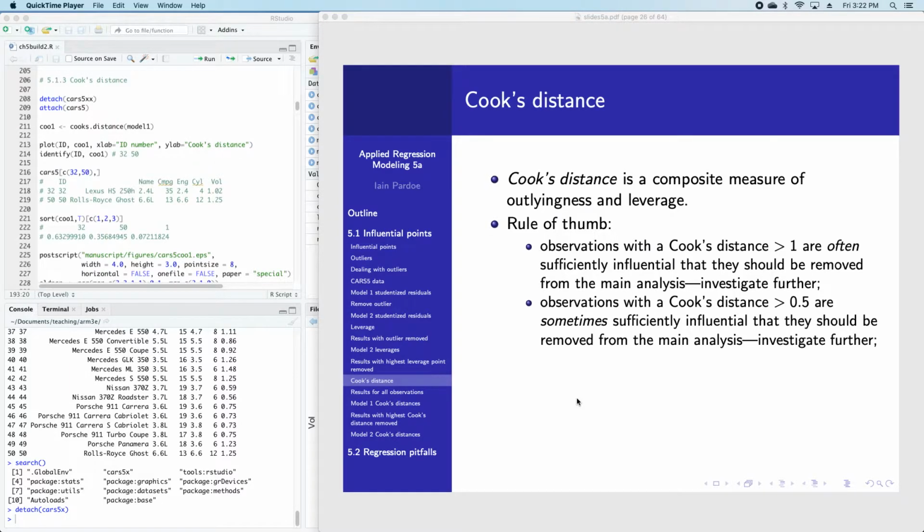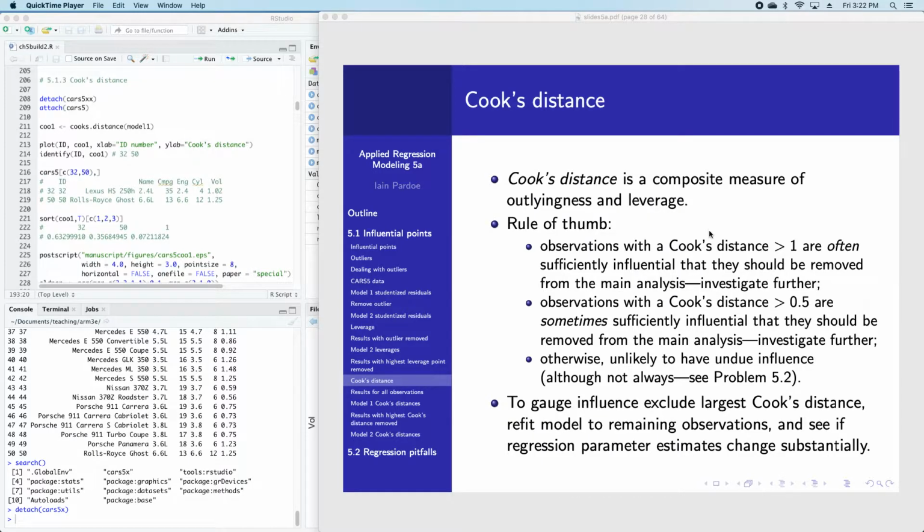If we have an observation with a Cook's distance greater than 0.5, so maybe it's not quite as high as 1, but it's bigger than 0.5, then those observations are sometimes sufficiently influential that they should be removed from the main analysis and investigated further. Everything else is unlikely to have an undue influence on the model. That doesn't mean it never happens, though. There are cases where we get a Cook's distance that doesn't reach the 0.5 threshold, but yet it does have an undue influence on the model. And there's an example of that in one of the problems in the textbook.